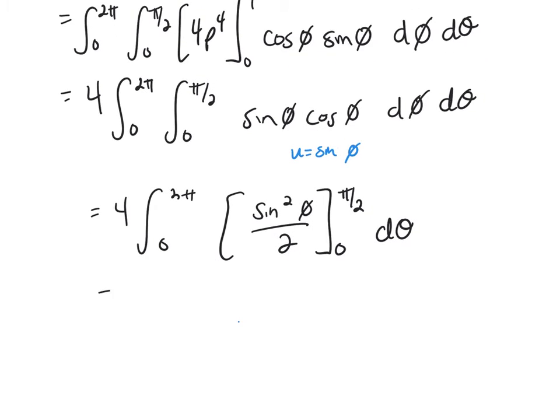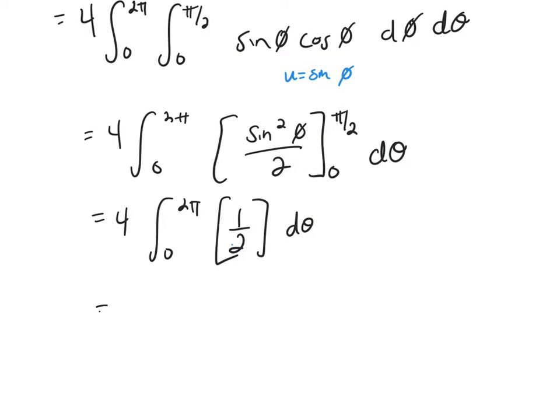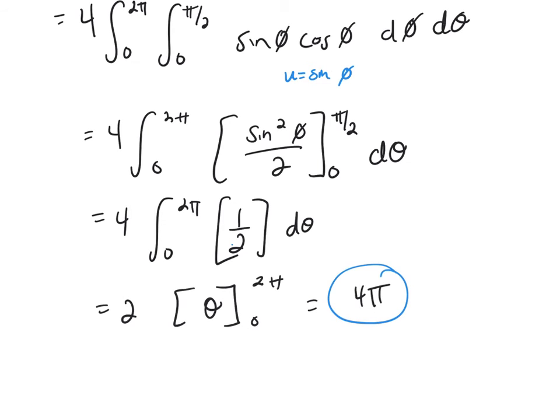So when I plug in my bounds, I'm going to get a 1 there. So it'll be a 1/2, which I can pull out and it becomes a 2. The integral of 1 would be theta. So then you're going to get 4 pi. So in the end, my answer is 4 pi.